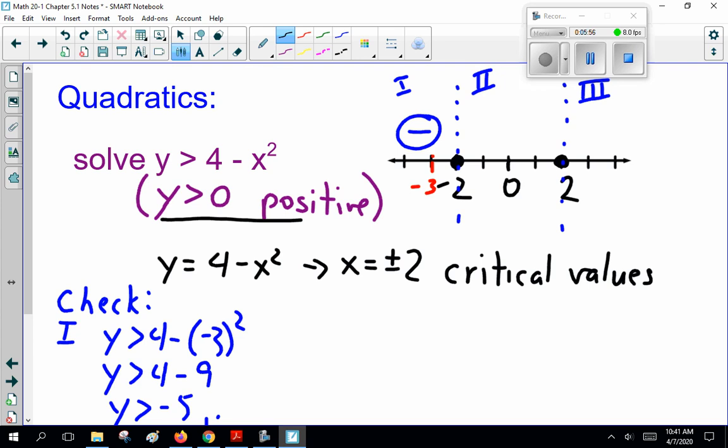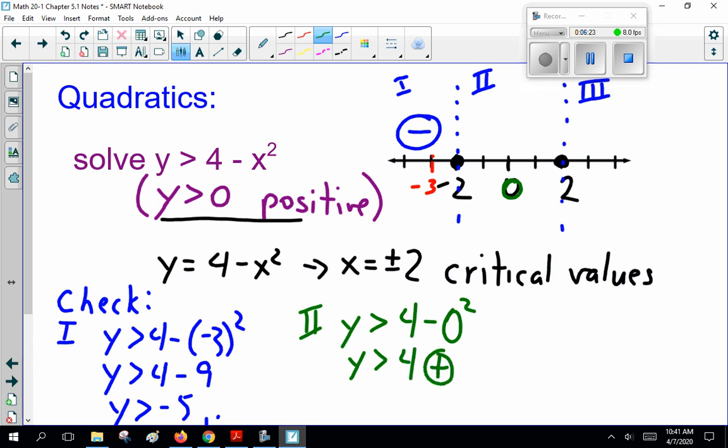Let me color code this. Section 2. Now, what's a nice number greater than minus 2 and less than 2, inside the section? 0, honestly, is the nicest one. Why? Because it's 0. y is greater than 4 minus 0 squared, so y is greater than 4, which makes it positive. So every answer in this section is positive.